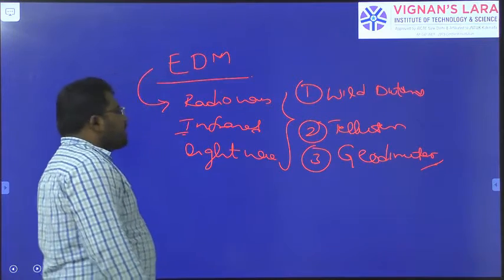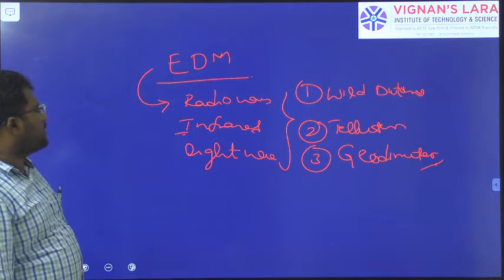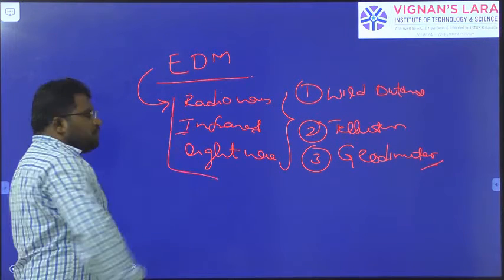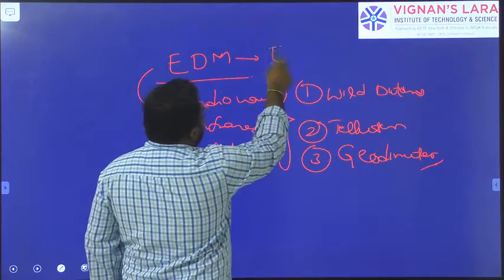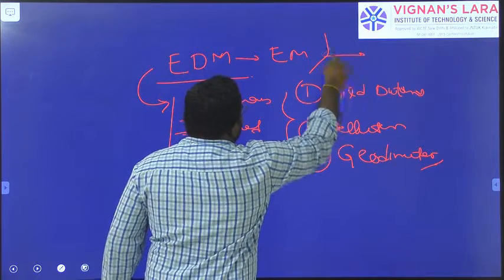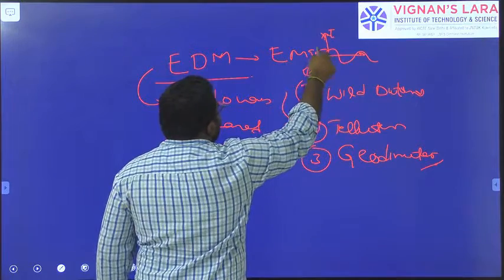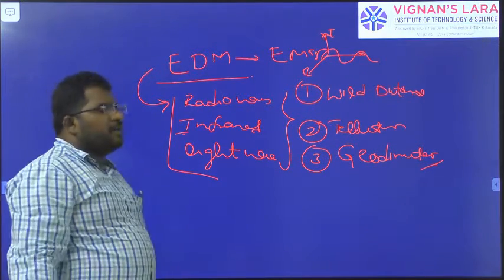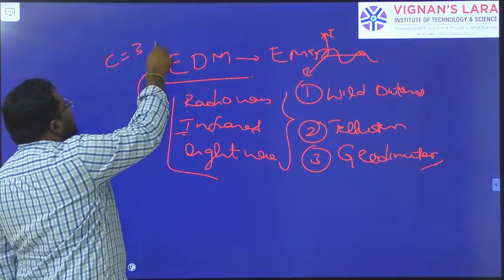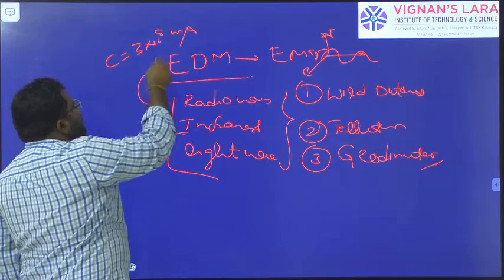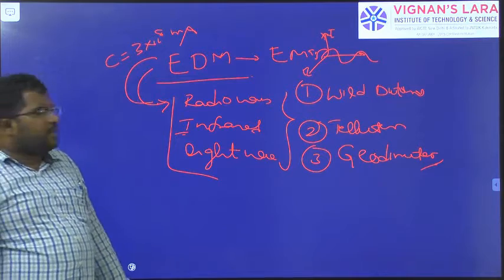The geodimeter works on the principle of visible light, right? The tellurometer works on microwaves, and the Wild Distomat depends upon infrared rays, right? So these are the instruments used for EDM. In EDM you have electromagnetic waves, where the electric field and magnetic field are at right angles, and the light propagates forward, right? With the help of the speed of light, 3 × 10⁸ meters per second, we know the distance between two points. So that's all regarding EDM.